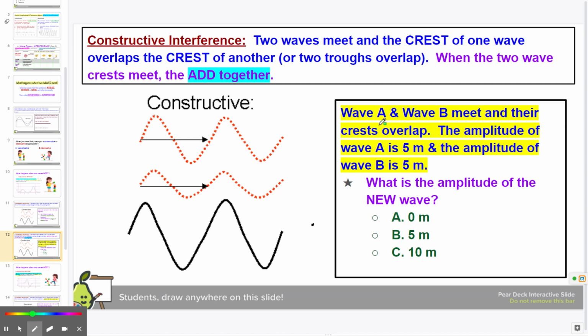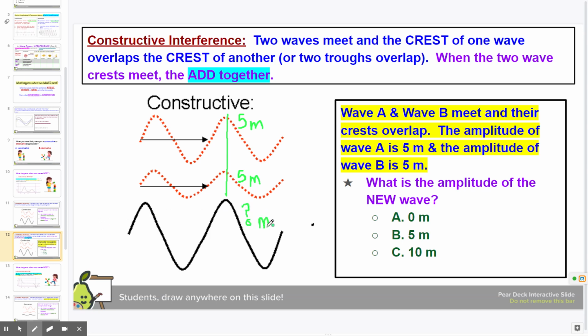So what do we have? It says wave A and wave B meet and their crests overlap. Yep, that's what we have here, the crests overlap. The amplitude of wave A is 5 meters. And the amplitude of wave B is 5 meters. What is the amplitude of the new wave?